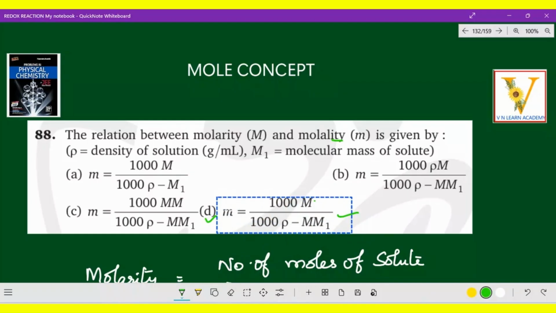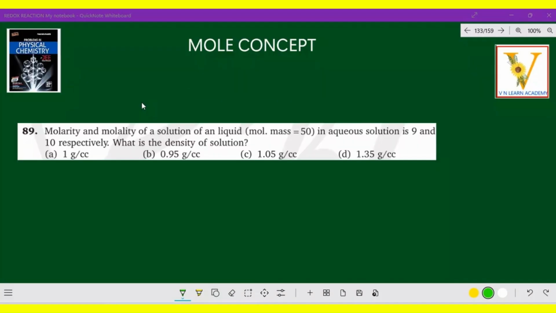It is going around the neck, but still it is interesting. The next question: molality of a solution of a liquid, molar mass is 50. In aqueous solution, molarity and molality are 9 and 10 respectively. What is the density of the solution? Really, this question we can correlate with the last question's formula so that it will be easy for us. Density, you know very well. Density means mass by volume.